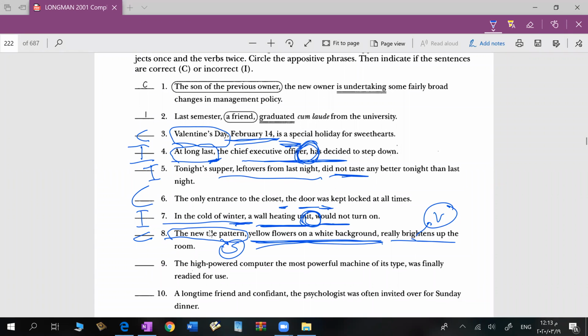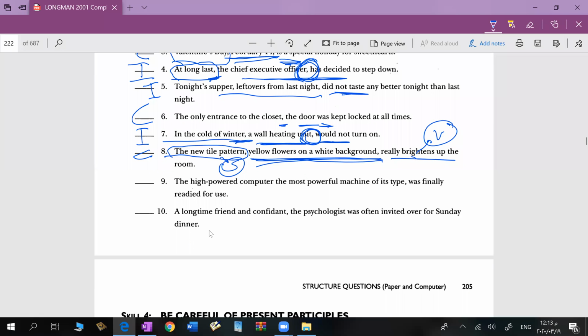Okay. Number 9: "The high-powered computer, the most powerful machine of its type, was finally radiated." What do you think of this sentence? We need a comma before "the most powerful machine of its type." Yes, so "the high-powered computer, comma, the most powerful machine of its type, comma, was finally." There must be a comma here. This sentence is incorrect because these are the same thing, and the appositive must be put between two commas. Thank you very much, Ms. Rahma. Excellent.